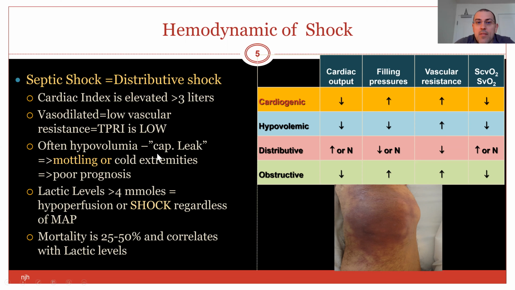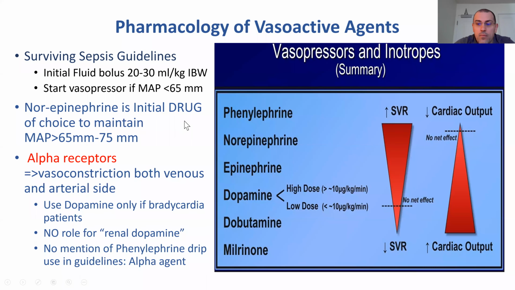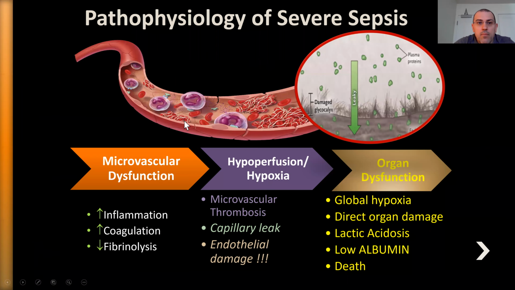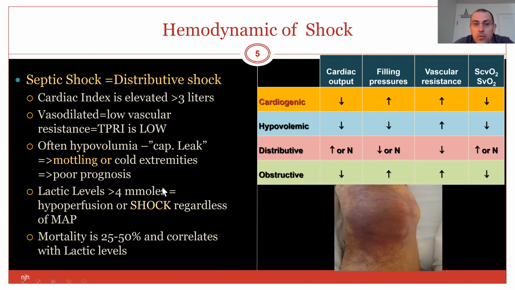We can have hypovolemia. Again, this is due to capillary leak, in which we have cold or mottled extremities. Lactic acid levels are commonly greater than 4. And interestingly, this could be due to hypoperfusion, or you might not have hypoperfusion and you could still have lactic acid levels that are elevated, again, because the capillary membranes are damaged and you have that shunting across. Mortality can be high. And this is a last review here of some of the different types of shock.